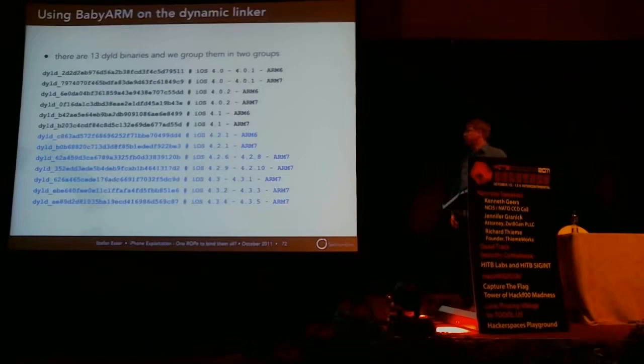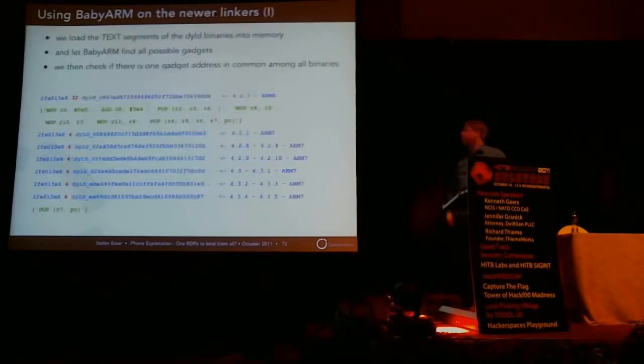What we can do now is use our baby ARM in a Python script. We load all the text segments of all the binaries into memory, and then for each text segment, we let baby ARM find all the gadgets for each position in the text segment. And then we intersect the results. If we are lucky, we will find addresses where, for different dild binaries, it finds basically the same gadget, a gadget for the same address.